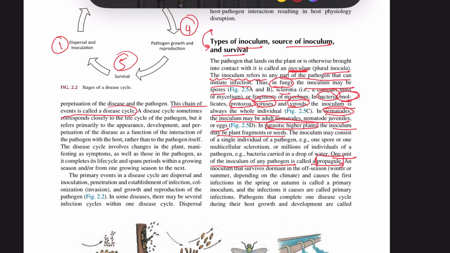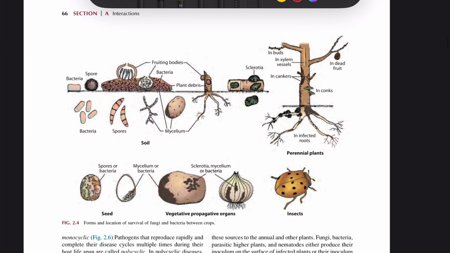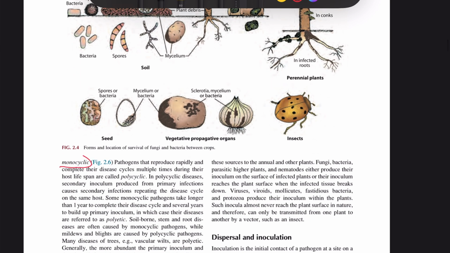An inoculum that survives dormant in the off-season and causes the first infection in the spring or autumn is called primary inoculum. And the infections it causes are called primary infections. Pathogens that complete one disease cycle during their host growth and development are called, any guesses? It's very simple. One disease cycle, so in one season, what will it be called? It's called monocyclic.